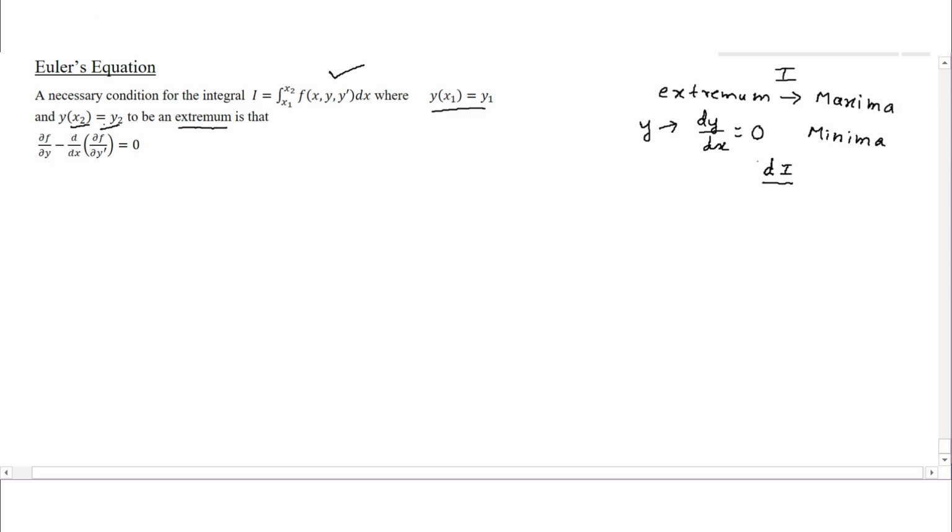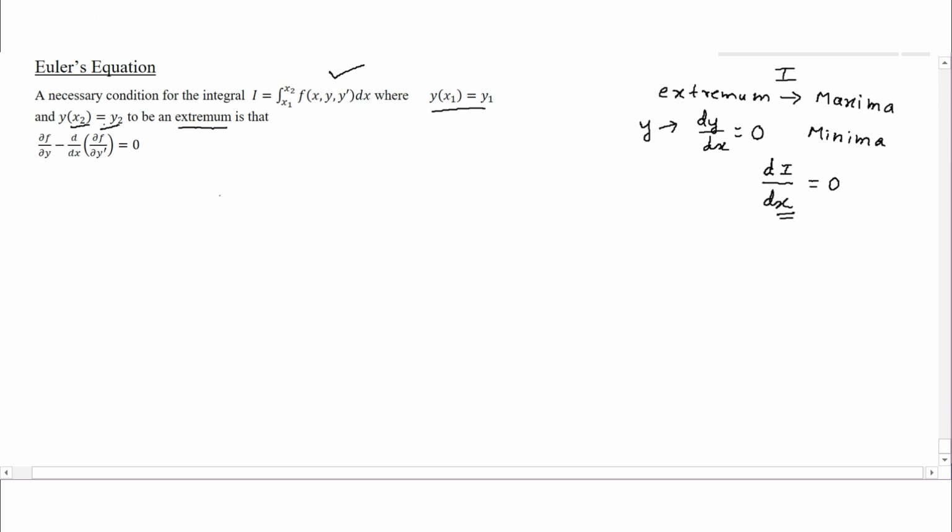As we move further in the derivation, I'll tell you whether you have to take dI by dx or some other variable. As of now, the basic condition is that dI by dx should be equal to 0. So we'll see in this problem whether we have to take x or some other variable. That is the basic definition of an extremum. For an extremum, either I is maxima or minima, the condition is that dI by whatever variable we are taking should be equal to 0.